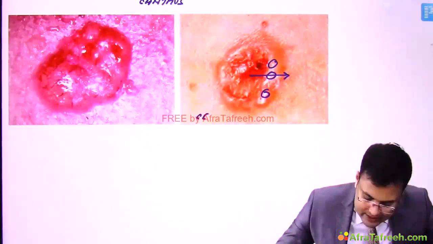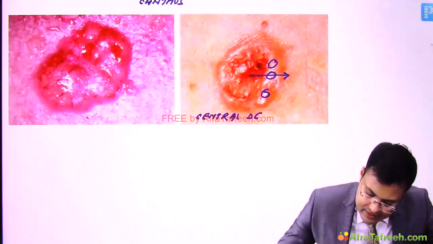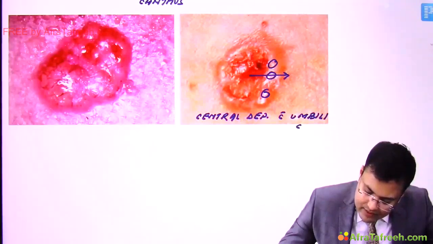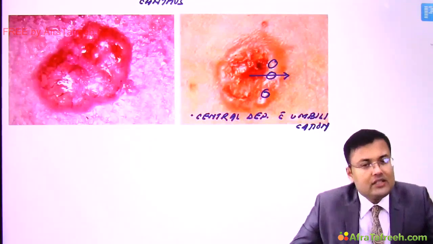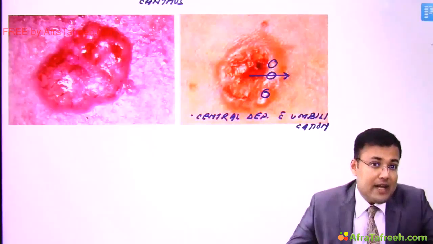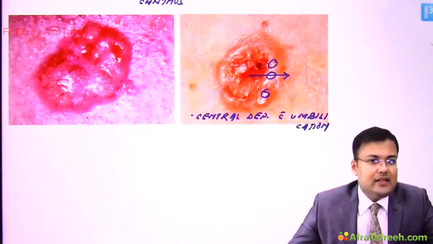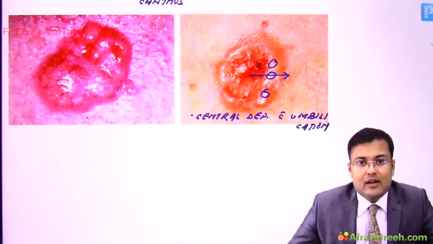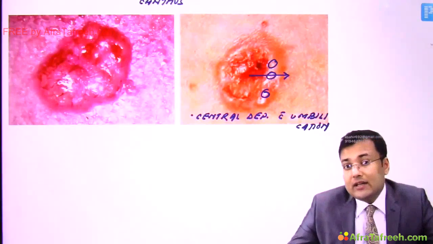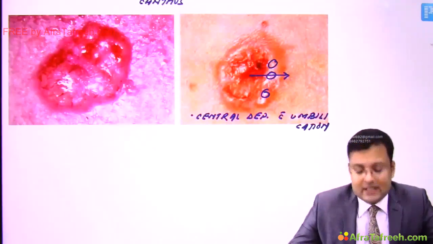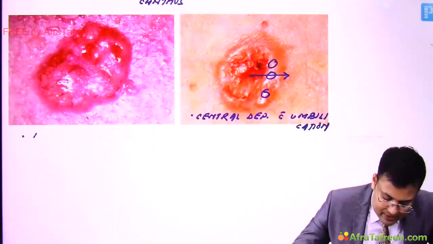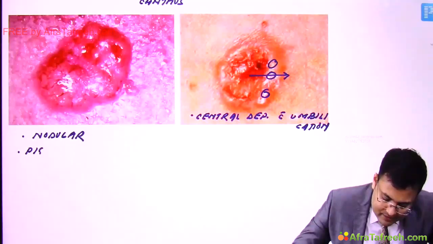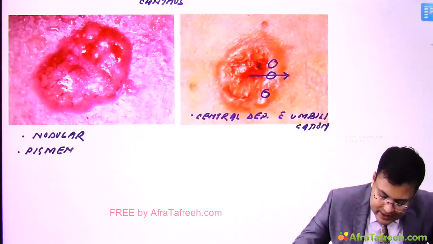This is known as central depression with umbilication, and there is presence of pearly white nodules in the periphery. So this is the classical description of which type of basal cell carcinoma? It is seen in nodular variety. So in pathology, this question is also asked that what are the types of basal cell carcinoma? There are 4 types: nodular, pigmented, cystic and superficial.